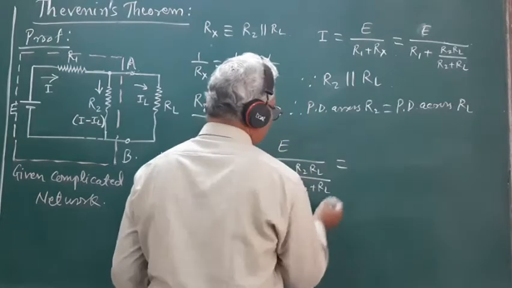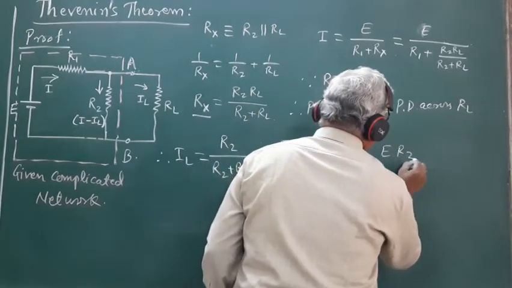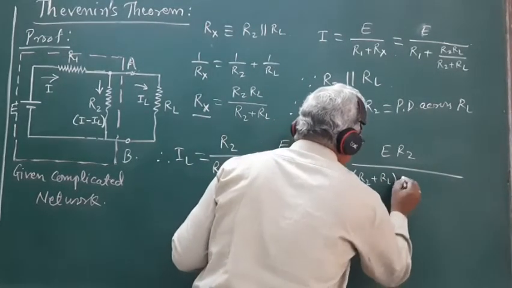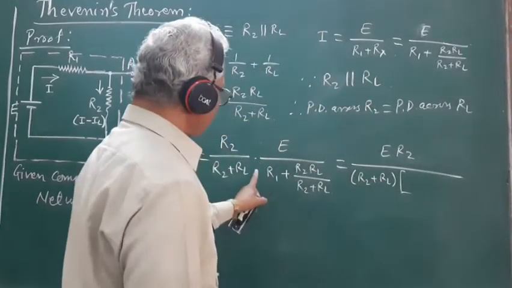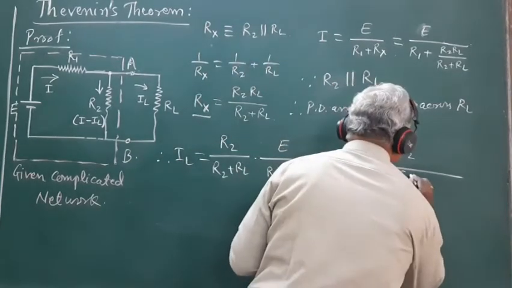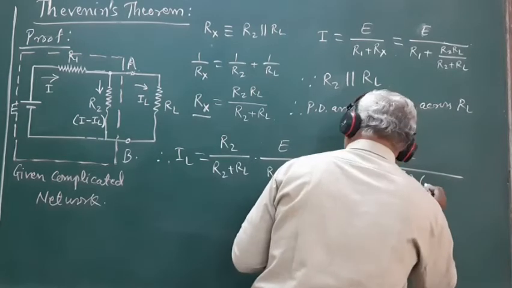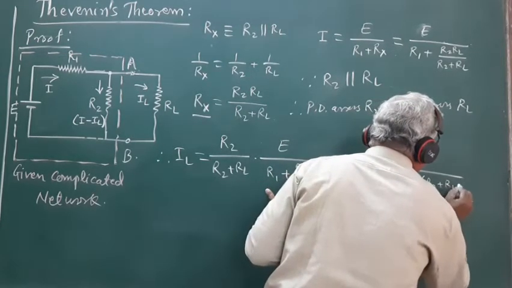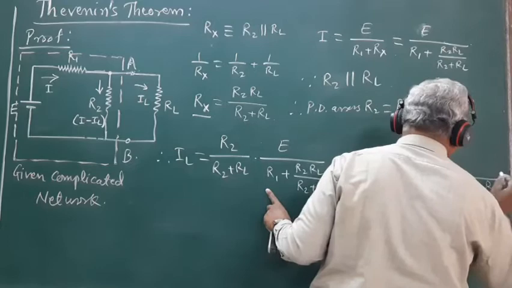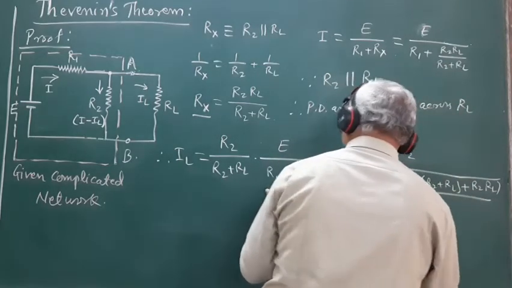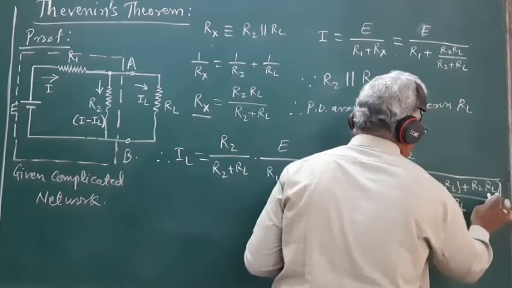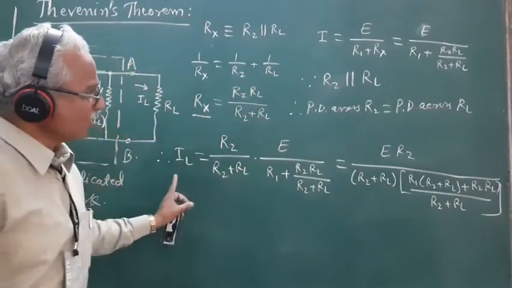Or we can simplify this. So this is equal to E R2 divided by R2 plus RL into large bracket, taking R2 plus RL common or LCM, we can express this as R1 into bracket R2 plus RL plus R2 RL, multiplied by R2 plus RL. So this is the expression for the load current IL.